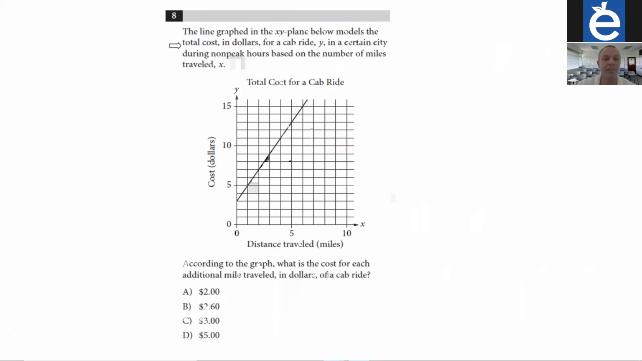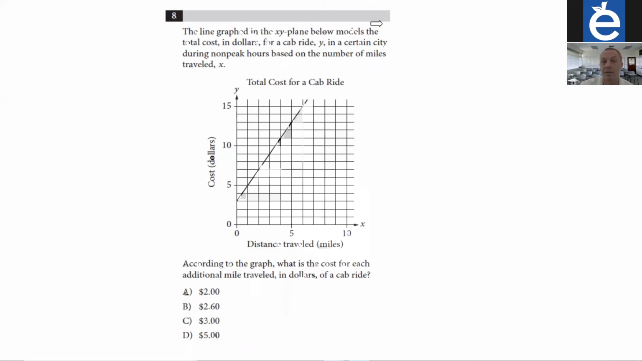The line graphed in the XY plane below models the total cost in dollars for a cab ride, y, in a certain city during non-peak hours based on the number of miles traveled, x. Okay, this is the total cost of a cab ride. Always please check the vertical and horizontal axes. The vertical axis is cost in dollars. Horizontal is the distance traveled in miles. What are they asking us? According to the graph, what is the cost for each additional mile traveled, in dollars, of a cab ride?